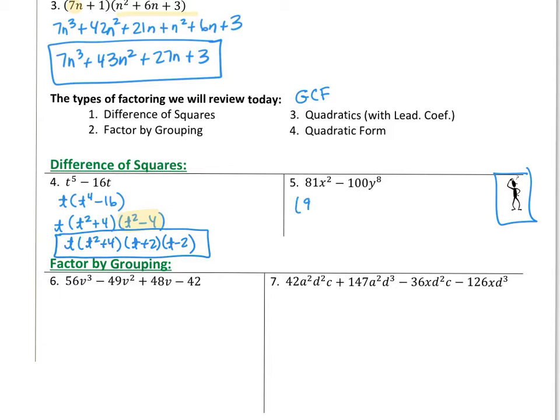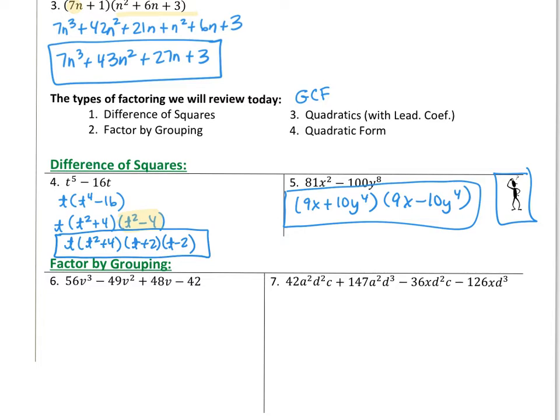This would be (9x + 10y)^4 times (9x - 10y)^4. It looks like we might be able to keep going there, but we can't because there are no perfect squares in that second one. So this is actually our answer. We are done. On the next little part, we have factoring by grouping.